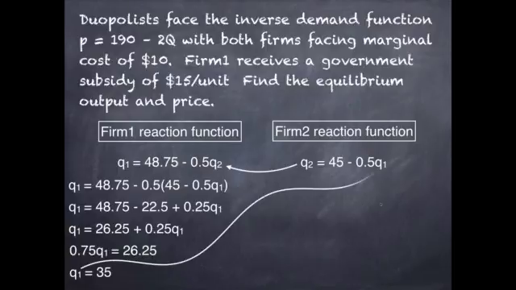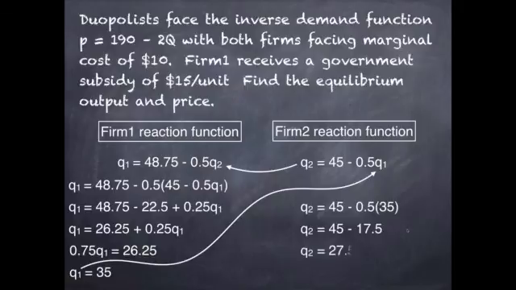We can place that into the reaction function of firm 2. So we put Q1, the 35, into the reaction function of firm 2. So we end up with Q sub 2 is equal to 45 minus 0.5 times 35. We multiply that negative 0.5 through, and we get Q sub 2 is equal to 45 minus 17.5, and that gives us an output for firm 2 equal to 27.5.